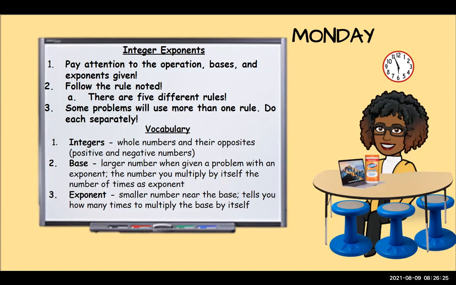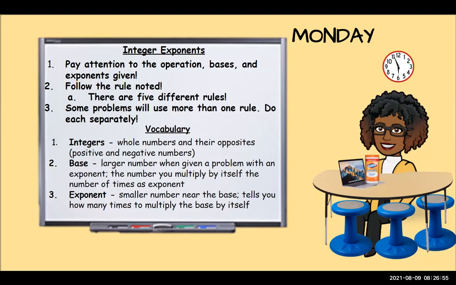It reads integer exponents. So that's the first skill we're looking at in 8th grade math. The first thing it tells us to do is pay attention to the operation, the bases, and the exponents given. It then tells us to follow the rule noted. There are 5 different rules. Actually, there are 6. Cross that out and put there are 6 different rules. It tells us some problems will use more than one rule. Make sure you look at each one separately.